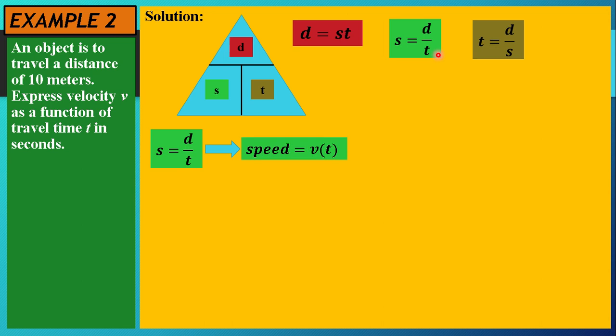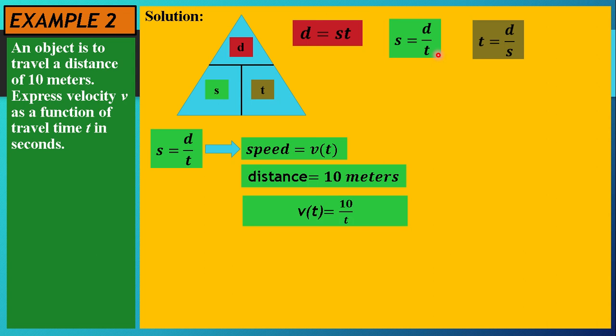And then distance, that is 10 meters. And then time is in seconds. So therefore, speed, that is v of t, and the distance, that is 10 divided by t. So this will be our answer. Ito po yung function na hinahanap natin. V of t is equal to 10 over t.